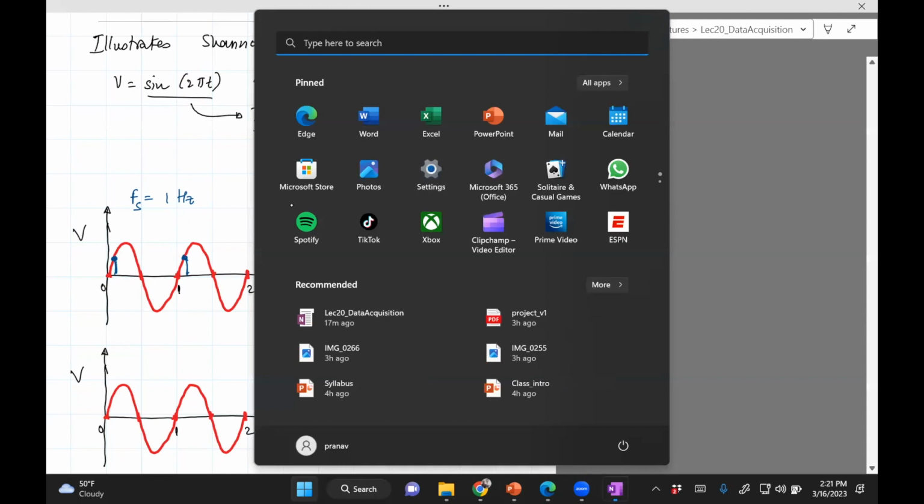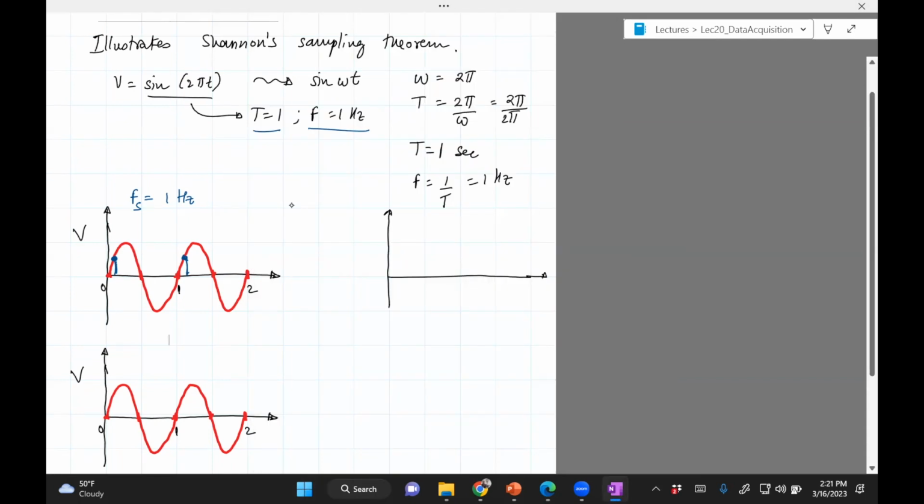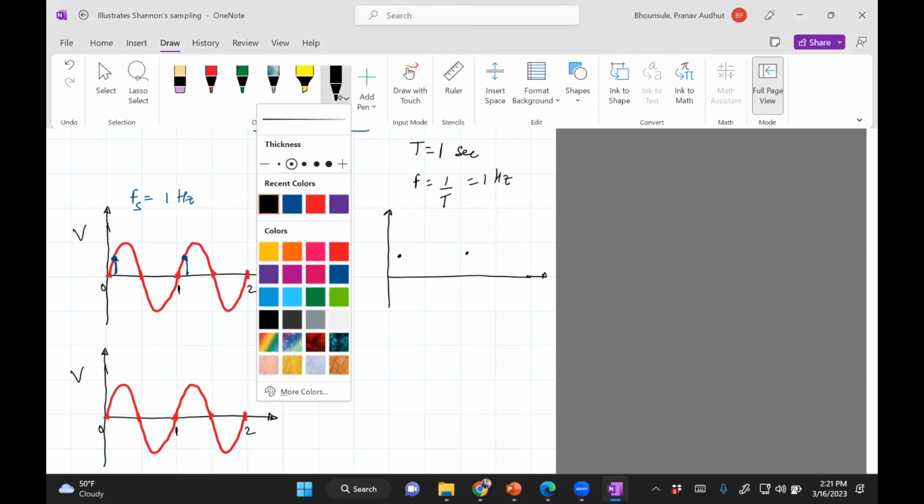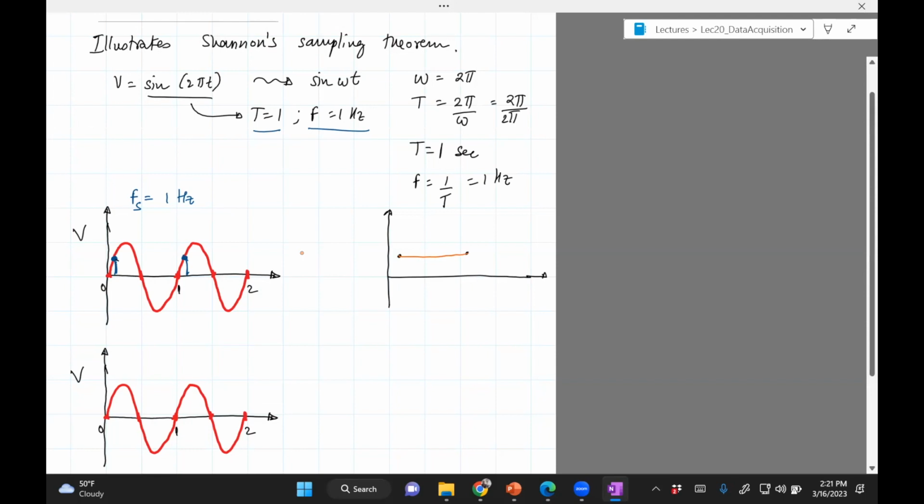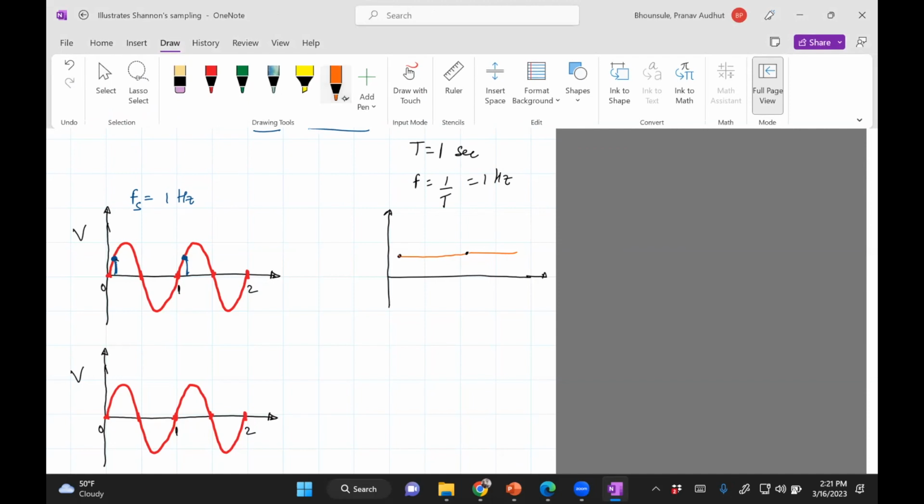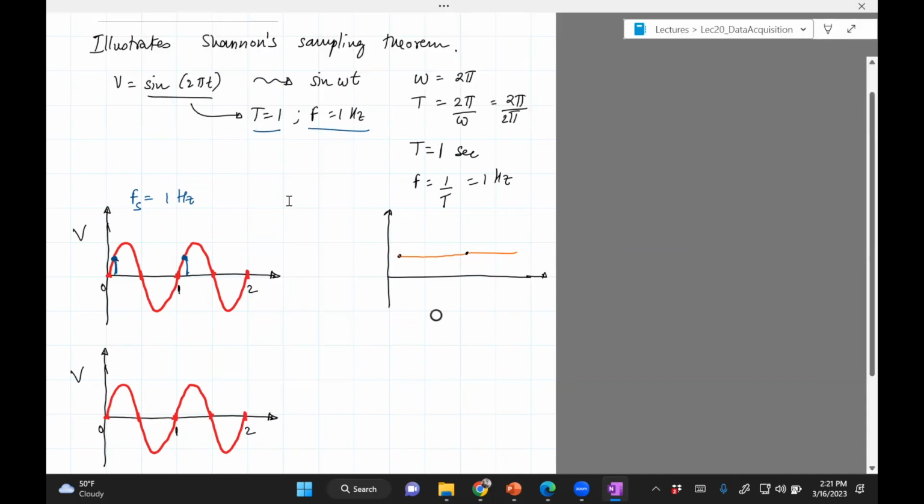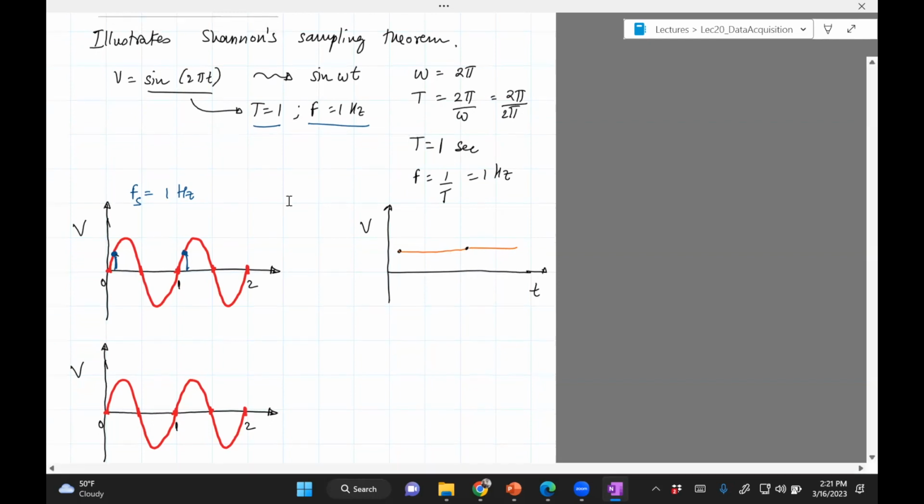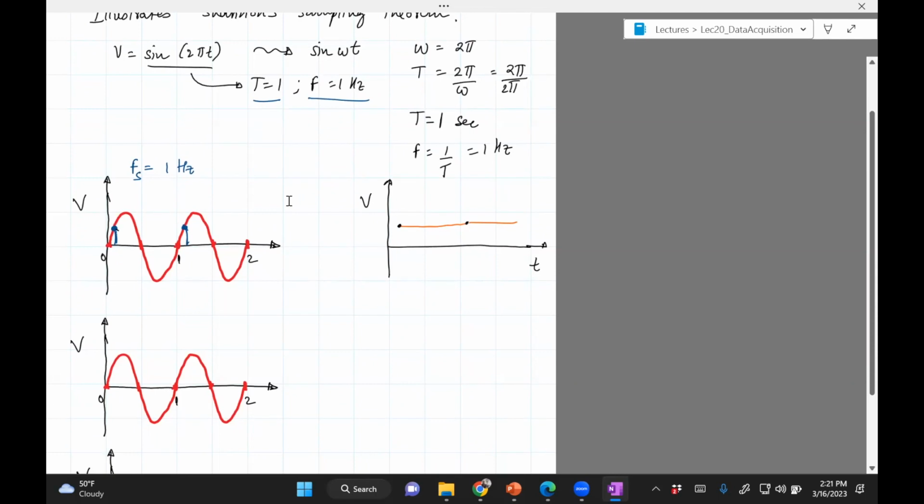what we've done here is we plot this point. This is the same as this one. And then this one is here. And then join them by a straight line. We'll essentially see that it is flat. So something which is a sinusoid, when we reconstruct it at its own frequency, we see it's flat. It says it's a constant, which is clearly not true.